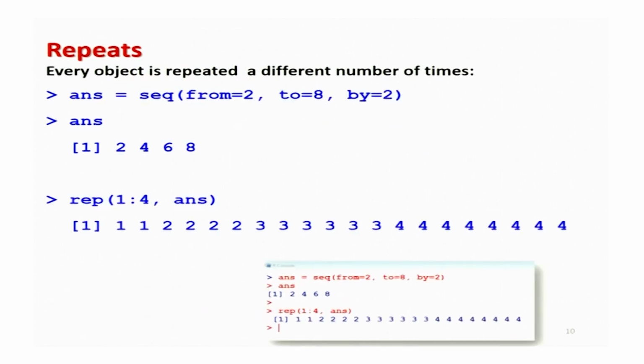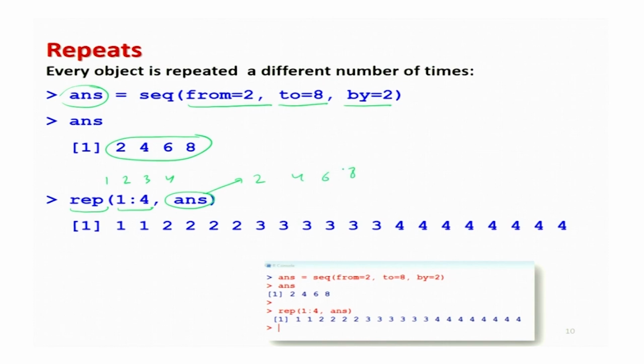Okay. Now I try to show you a similar operation where every object is repeated a different number of times, right? Suppose I create a sequence from 2 up to 8 by 2. The sequence is going to be 2, 4, 6, 8, and its value is stored in the variable ans. Now you write the command rep 1:4, that is 1, 2, 3 and 4, and times ans. So this is 2, 4, 6 and 8.